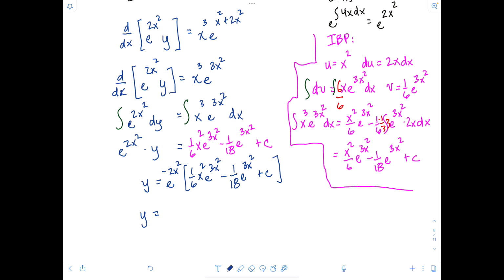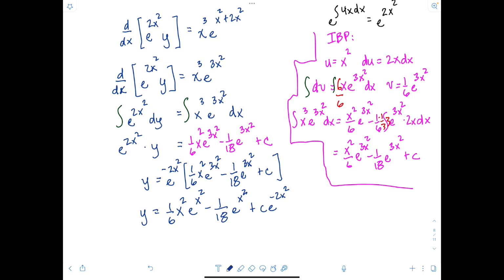So I will have 1/6 x squared e to the x squared, when I combine those, minus 1/18 e to the x squared, and then plus c e to the negative 2x squared.